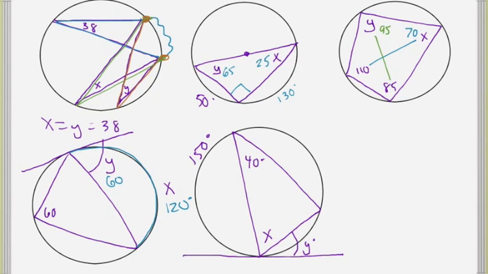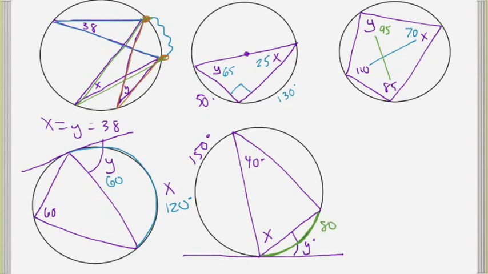Alright. How can we find one of the pieces of information we need here? Y is going to be half of something because it's one of those outside angles. What is it going to be half of? It's going to be half of this arc, because that's the arc that's cutting off. How big is that arc? 80.